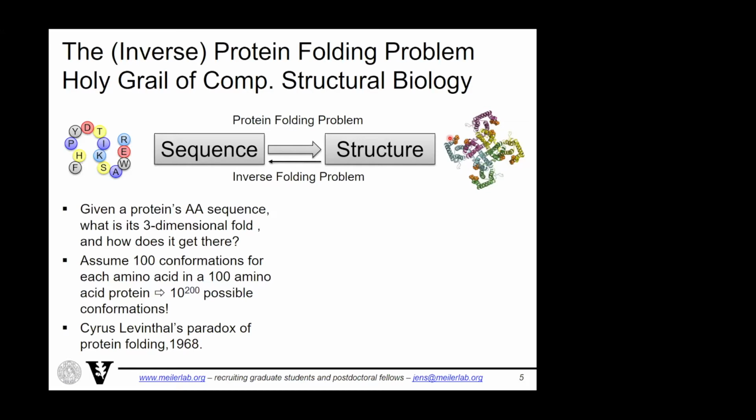Nature wants to minimize free energy, and so there is a clear pathway to finding the biologically relevant conformations, which is following this pathway of lowering the energy. But it also means if you want to program a computer to solve this problem, you don't want to do an exhaustive search. You want to be somewhat smarter.